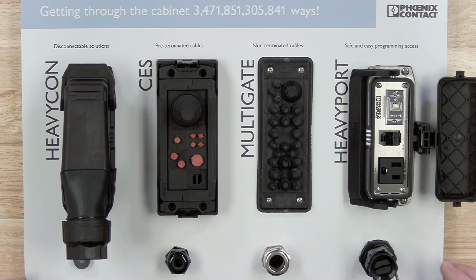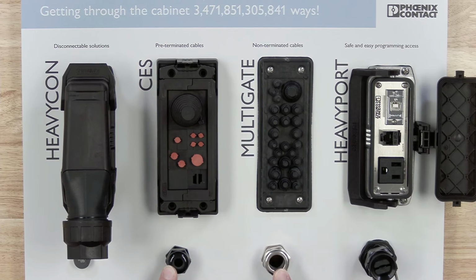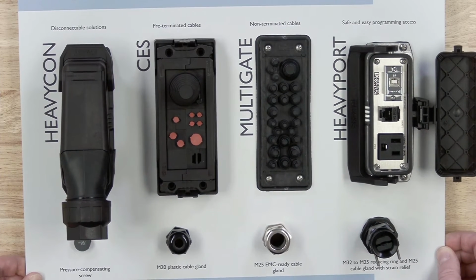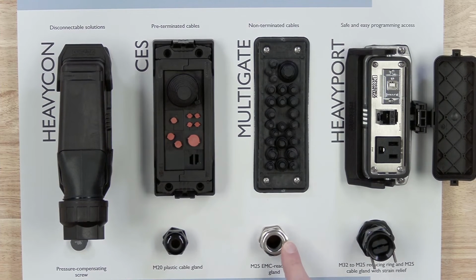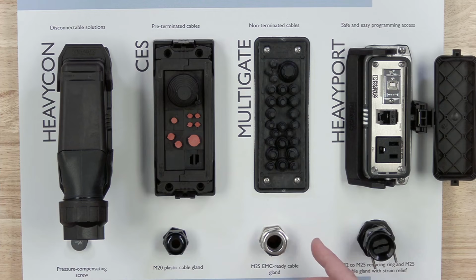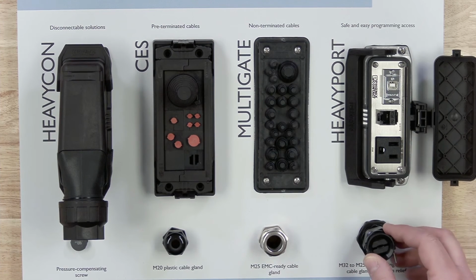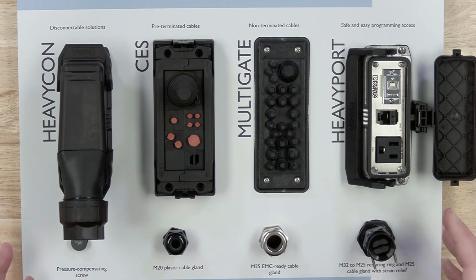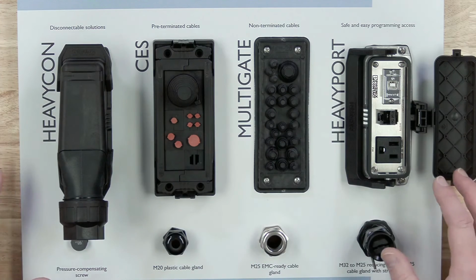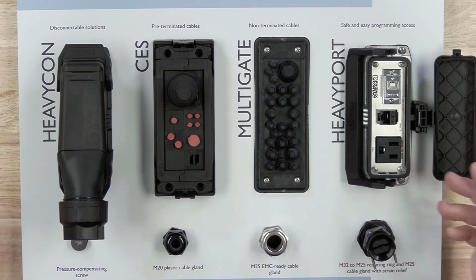And then as some of our simplest products, we have our cable glands, and we have those in different varieties here. We have plastic cable glands, metal ones, EMC ready or not for terminating shielding. And we have several different kinds with strain relief glands. And these guys come in a whole bunch of different varieties, but this is how you're typically going to get through the cabinet one of these ways.